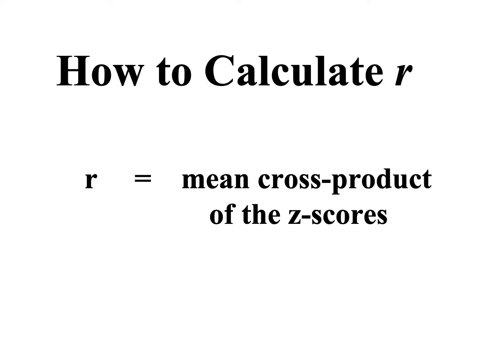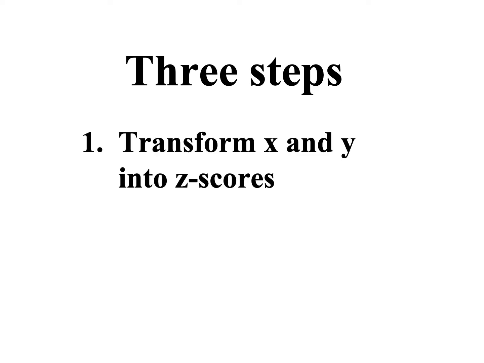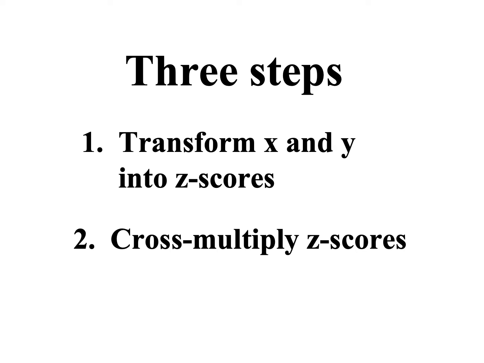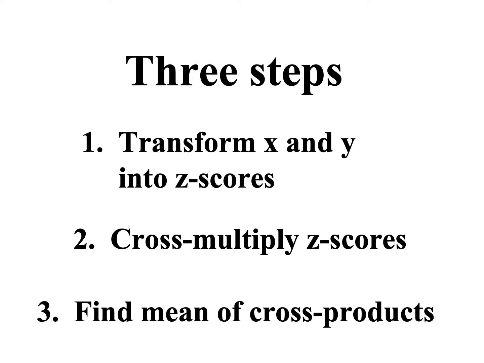Before we get started, I want to remind you that R is the mean cross product of the z-scores. There are 3 steps to calculate the correlation coefficient. The first step is to transform x and y into z-scores. The second step is to cross multiply the z-scores to get their cross product. The third step is to find the mean of these cross products. This mean is R because R is the mean cross product of these scores.